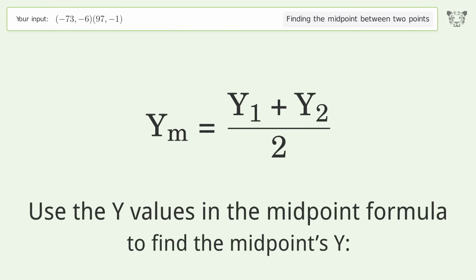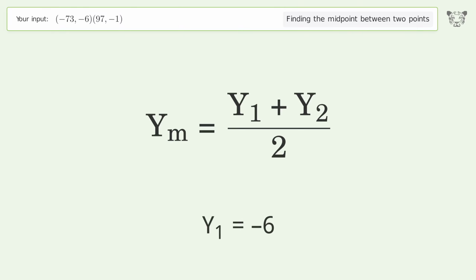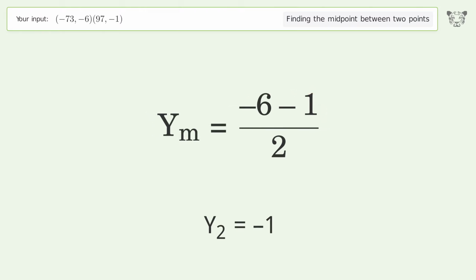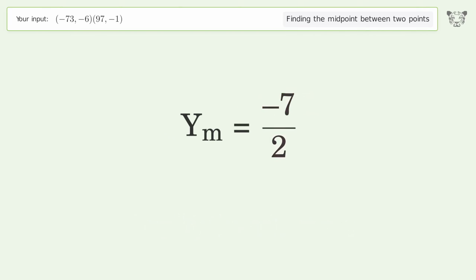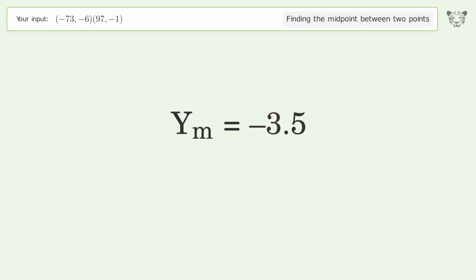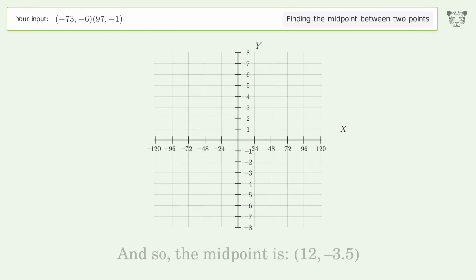Use the y values in the midpoint formula to find the midpoint's y. y1 equals negative 6. y2 equals negative 1. Simplify the arithmetic. And so, the midpoint is 12, negative 3.5.